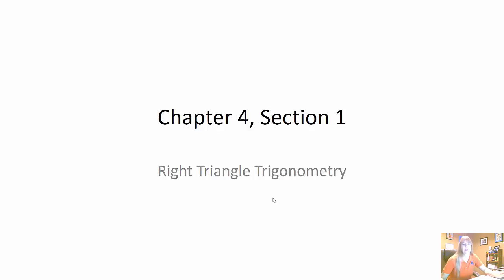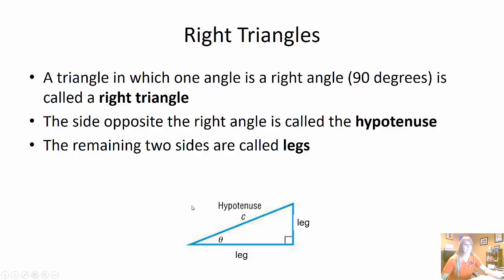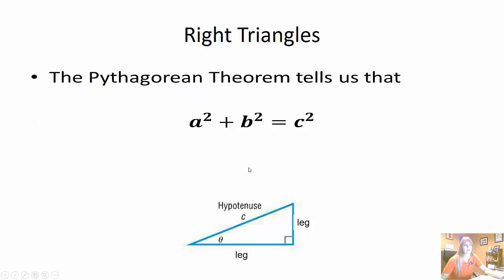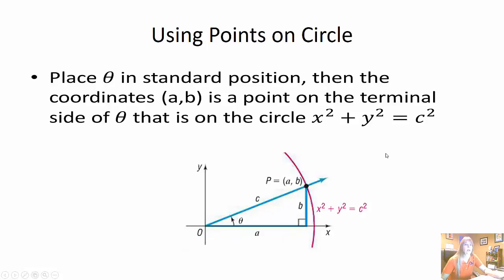Moving on, let's look at right triangle trigonometry. A triangle in which one angle is a right angle, 90 degrees, is called a right triangle. The side opposite the right angle is known as the hypotenuse, and the remaining two sides are called the legs. The Pythagorean theorem, which we've seen already, can solve for any one of the legs or the hypotenuse with a squared plus b squared equals c squared.